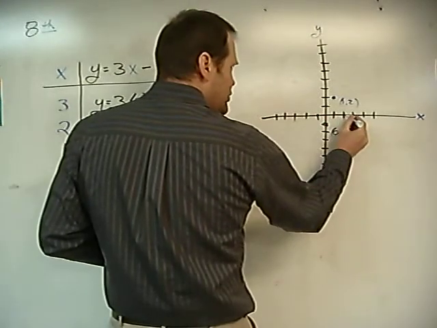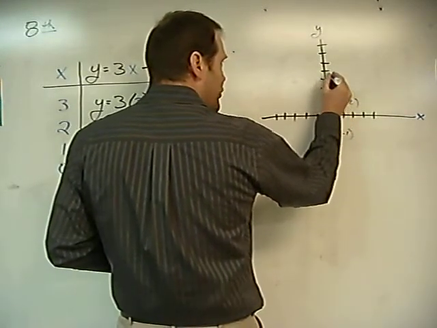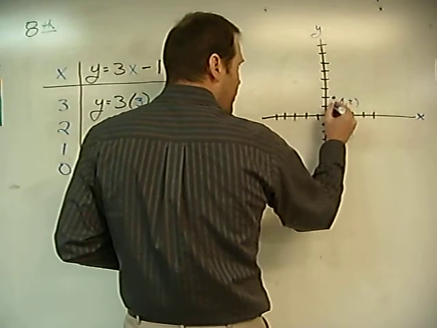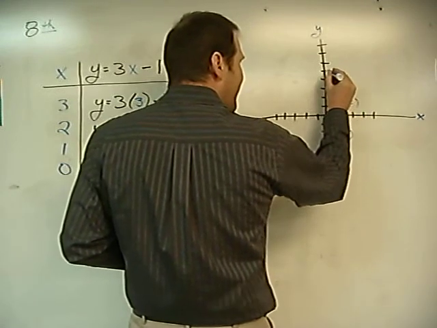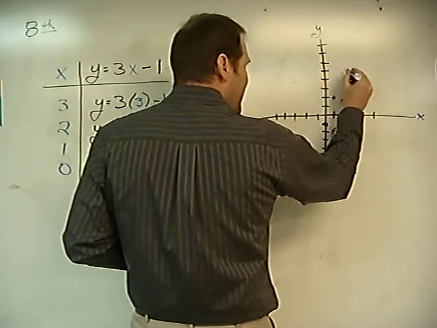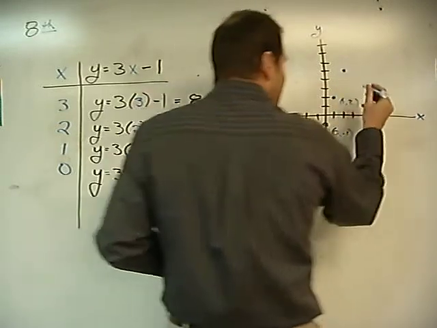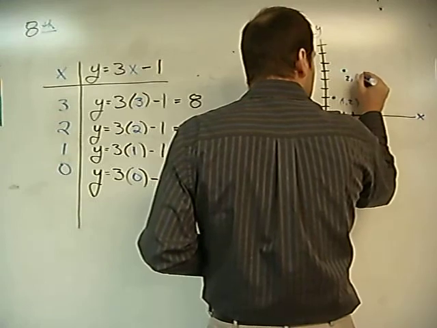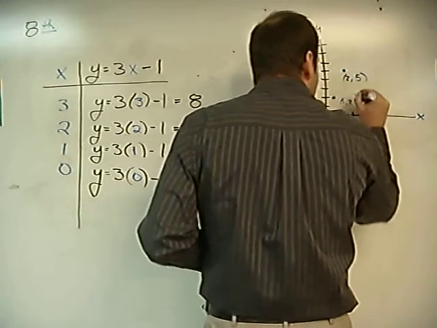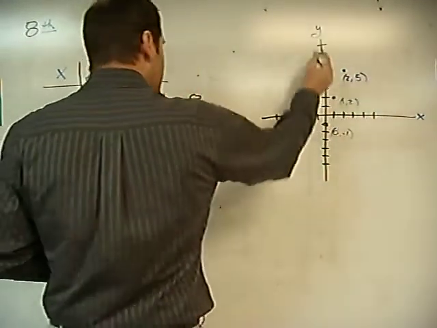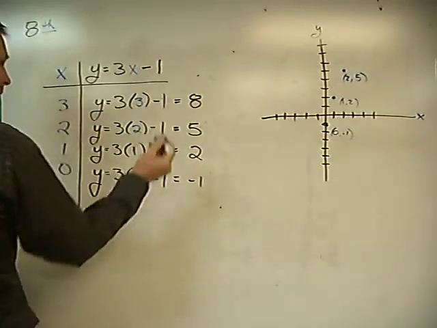My next one, 2 and 5. I'm going to go over 2. I'm going to go up 1, 2, 3, 4, 5. Right over here. Looks like hopefully I got that in the right spot. That's going to be 2, 5. Next one, I'm going to have 3 and 8.